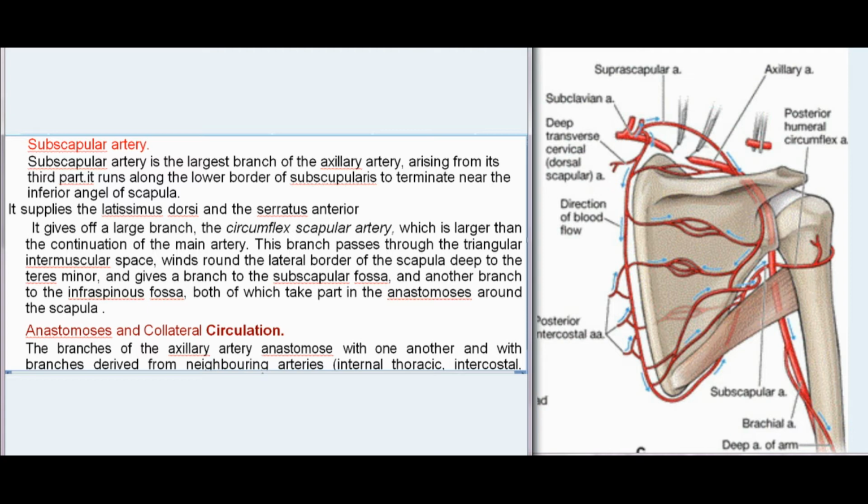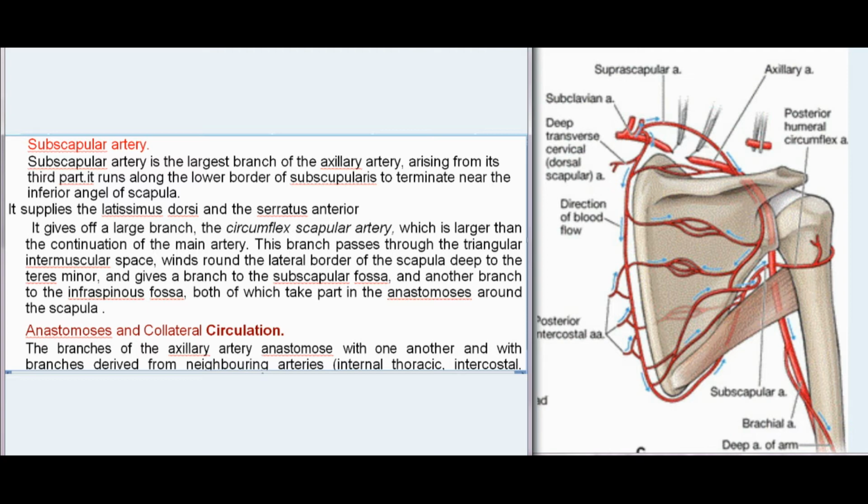This branch passes through the triangular intermuscular space, winds round the lateral border of the scapula deep to the teres minor, and gives a branch to the subscapular fossa, and another branch to the infraspinous fossa, both of which take part in the anastomosis around the scapula.